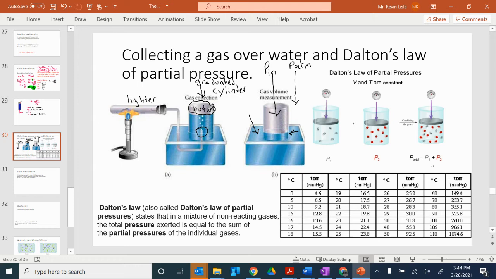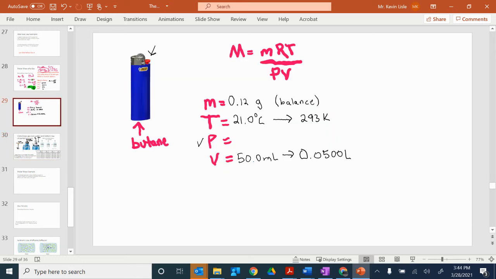And the way that I know that is that the gas is pushing down on the water just as much as the atmosphere is pushing down on the water. In other words, if the line inside of the tube is the same as the water line outside of the tube, those two things are the same. So let's say that today we measure the atmospheric pressure, and the atmospheric pressure is 745 millimeters of mercury. That's typical for the Marist classroom. The atmospheric pressure is 745 millimeters of mercury.